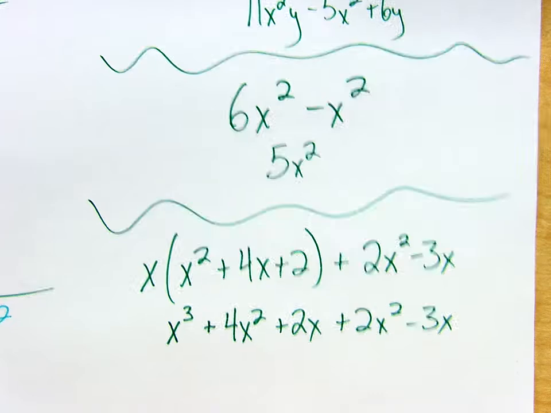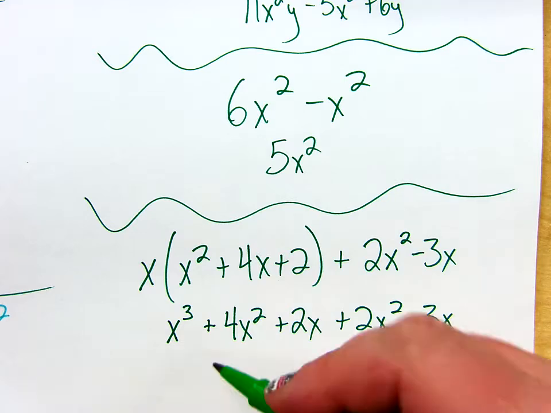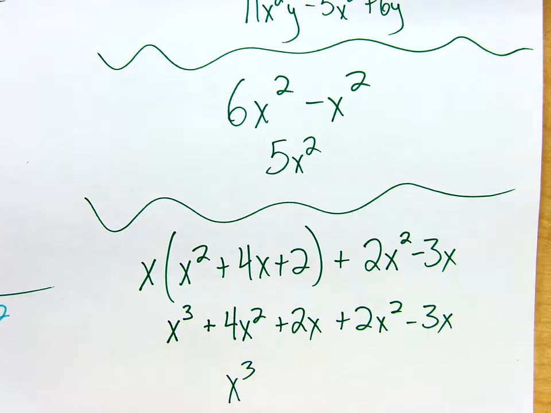Okay, so now I've distributed. Now I want to go ahead and write my answer. You should always start with the highest exponent though, so then your answer will already be in standard form. My highest exponent this time is x cubed. There's no other x cubed, so it just stays x cubed.